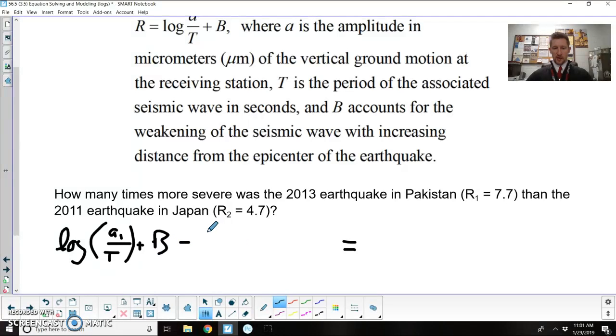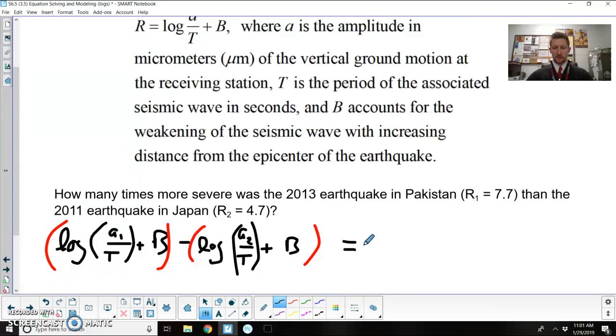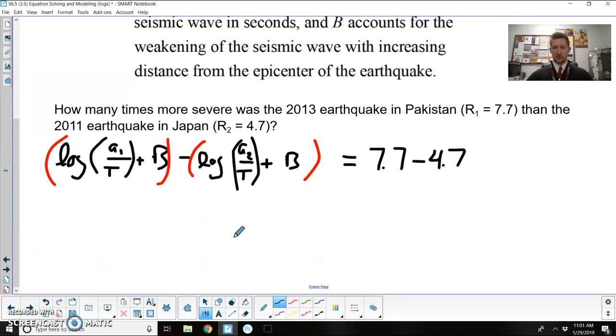We're going to subtract, and we'll put this whole thing in parentheses, so this is one particular value minus a whole other value, which is the logarithm of A2, whatever the amplitude is, over T plus B. And I know that's going to be equal to the difference between the two numbers I was given. It's going to be equal to 7.7 minus 4.7. Okay? So algebraically speaking, we're going to break this up and simplify a couple of things.